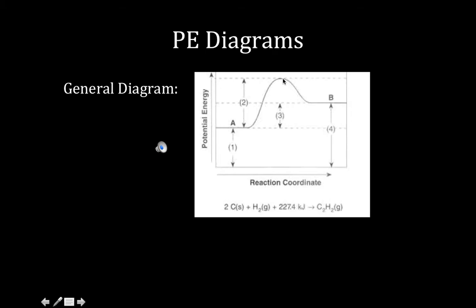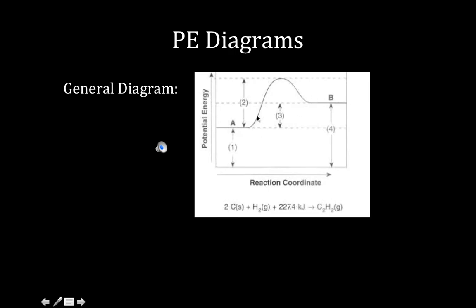Now you're wondering about this peak. Well, this peak is something called the activated complex. This is the energy the activated complex would have, all the way from here to here. But number 2 represents the activation energy. That's the energy the reactants have to have in order to form the activated complex, in order to have the chance to make the products. If you can't make the activated complex, you can't make the products.